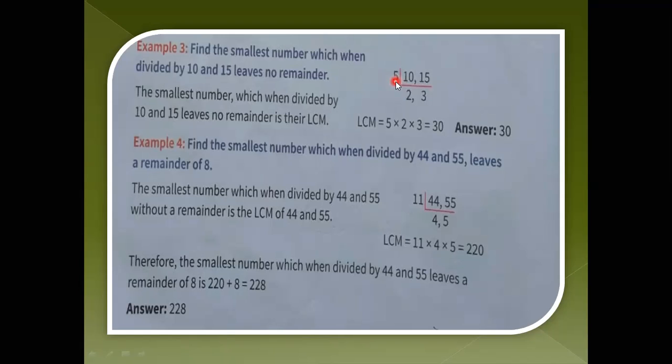You can divide with 5. 5 2s are 10, 5 3s are 15. Now for the LCM, you have to multiply these three numbers: 5 into 2 into 3. 5 2s are 10, 10 3s are 30. So the answer you will get is 30.